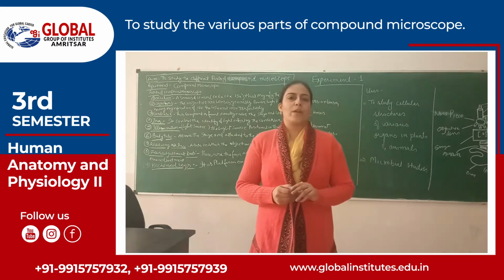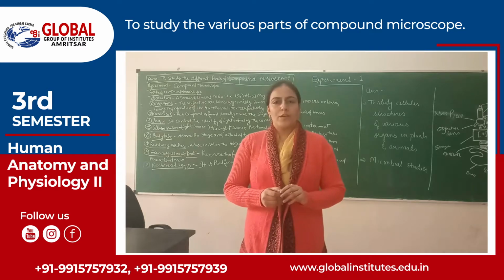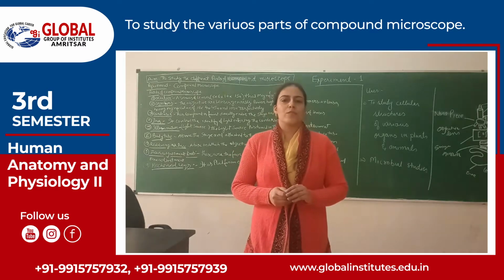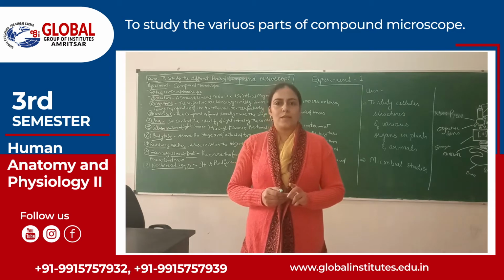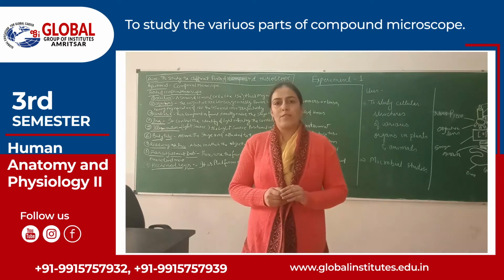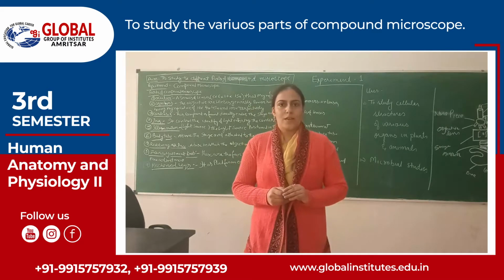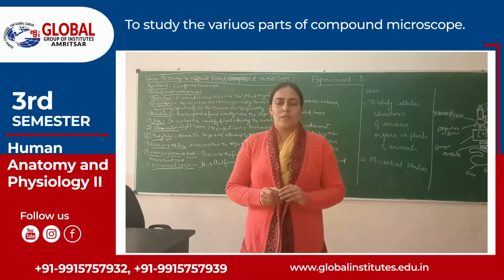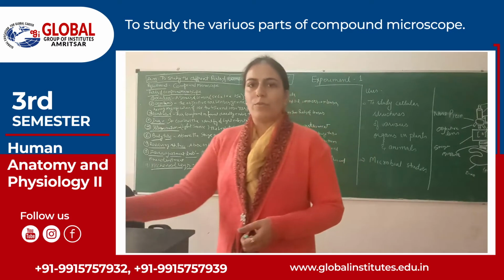Basically two types of microscopes are available. One is simple and another one is compound. The difference between both these microscopes is that the simple microscope is having only one lens and the compound microscope is having multiple lenses, or we can say the combination of different lenses. So it is more commonly used in the various laboratories. So here we start with the different parts of the compound microscope.